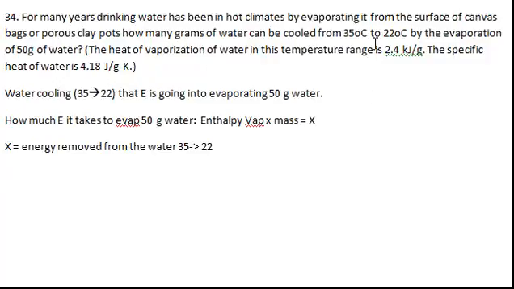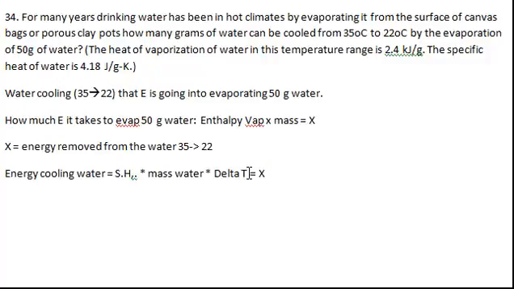So we now have a sample of water, and we need to figure out how much energy it takes to cool a certain amount of water from 35 to 22. Well, the energy needed to cool anything, the energy cooling water, is equal to the specific heat of that water times the mass of that water times delta T. And of course that's equal to X in this case.